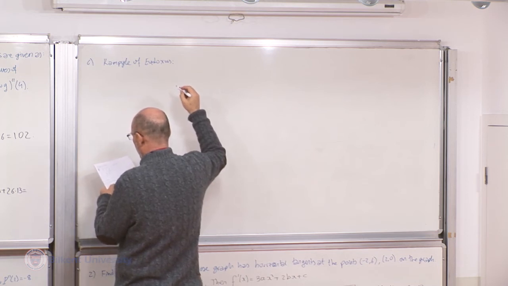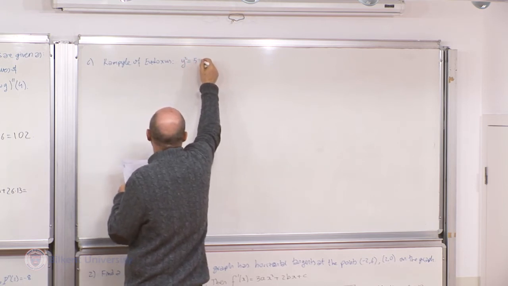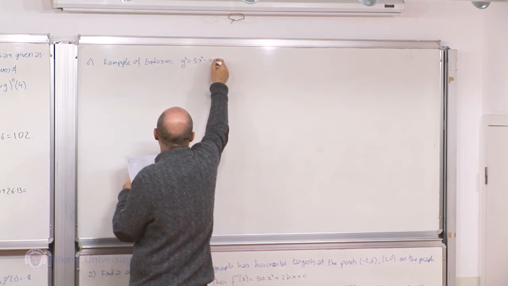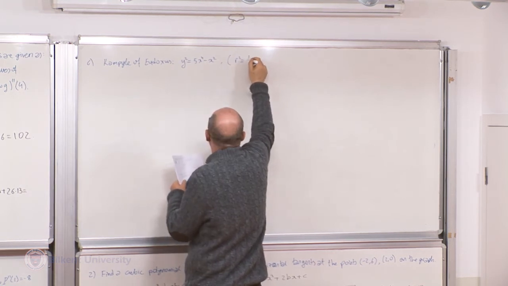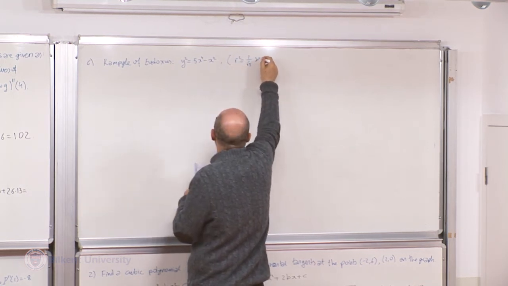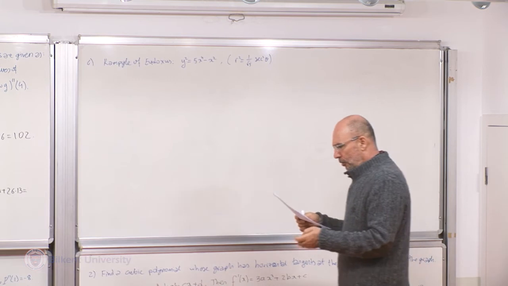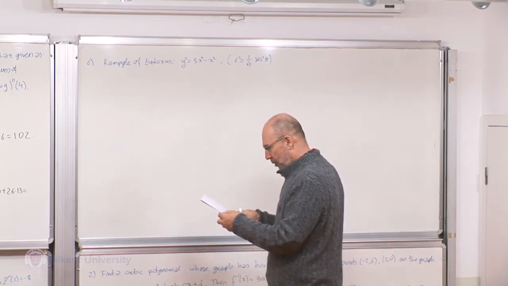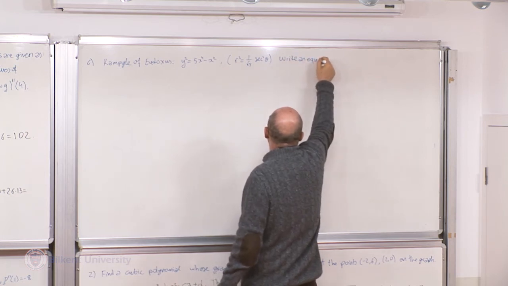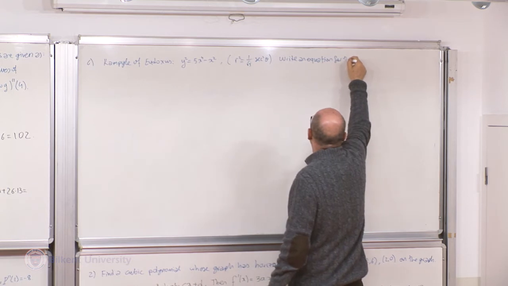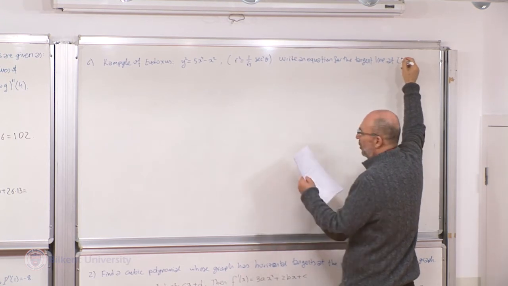The equation is y squared is equal to 5x to the 4 minus x squared, or r squared is equal to 1 over square root 5 secant squared theta. Write an equation for the tangent line at 1, 2.